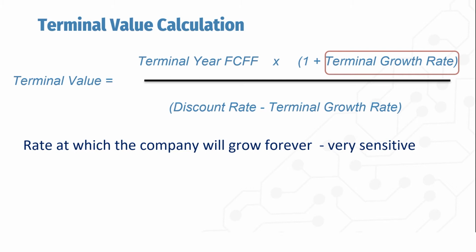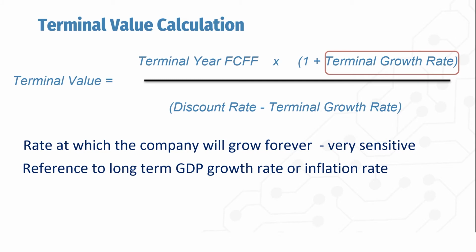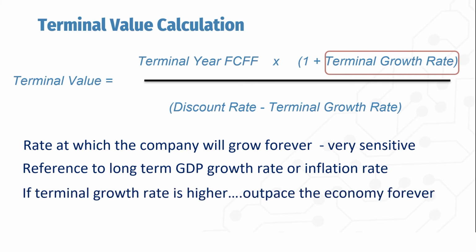Valuation practitioners assume that most businesses, once they mature and stabilize, will eventually grow at the same rate as the overall economy. Hence, we typically make reference to the target country's long-term GDP growth rate or inflation rate when we derive the terminal growth rate. If the terminal growth rate selected is higher than the long-term GDP rate, then the assumption is that the business's growth will outpace the economy forever. And this is a bold assumption to make, so you better have a solid explanation as to why.